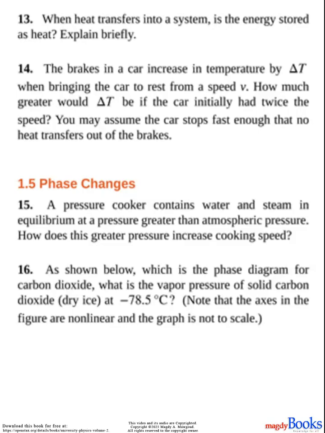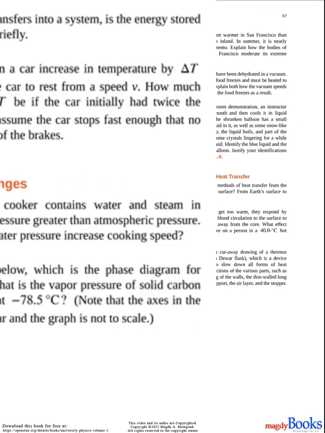1.5. Phase changes. 15. A pressure cooker contains water and steam in equilibrium at a pressure greater than atmospheric pressure. How does this greater pressure increase cooking speed? 16. As shown below, which is the phase diagram for carbon dioxide, what is the vapor pressure of solid carbon dioxide, dry ice, at negative 78.5 degrees Celsius? Note that the axes in the figure are nonlinear and the graph is not to scale.